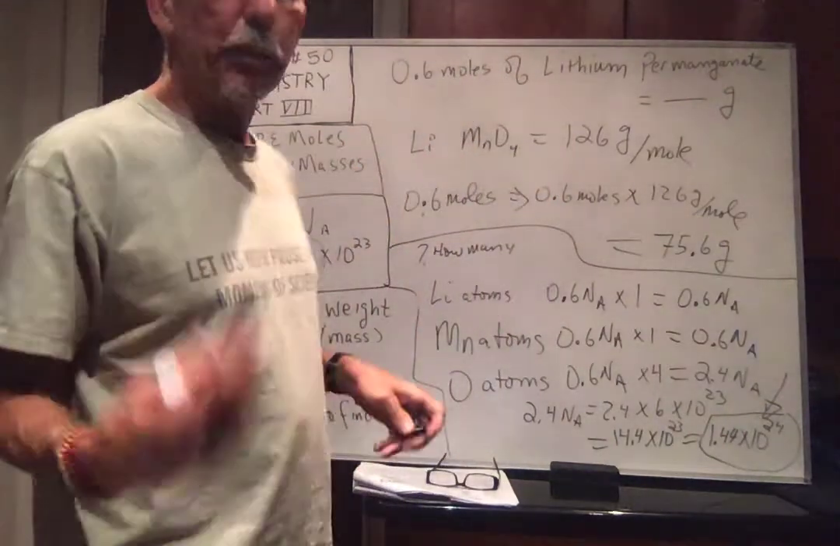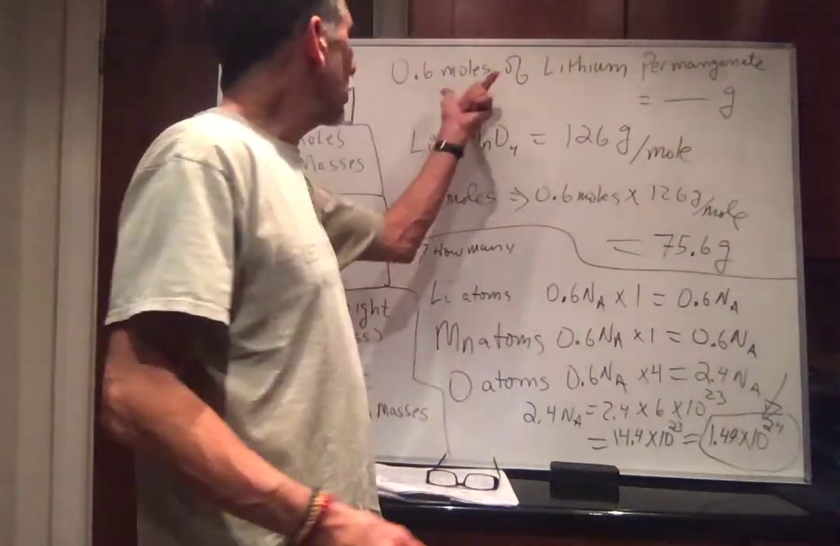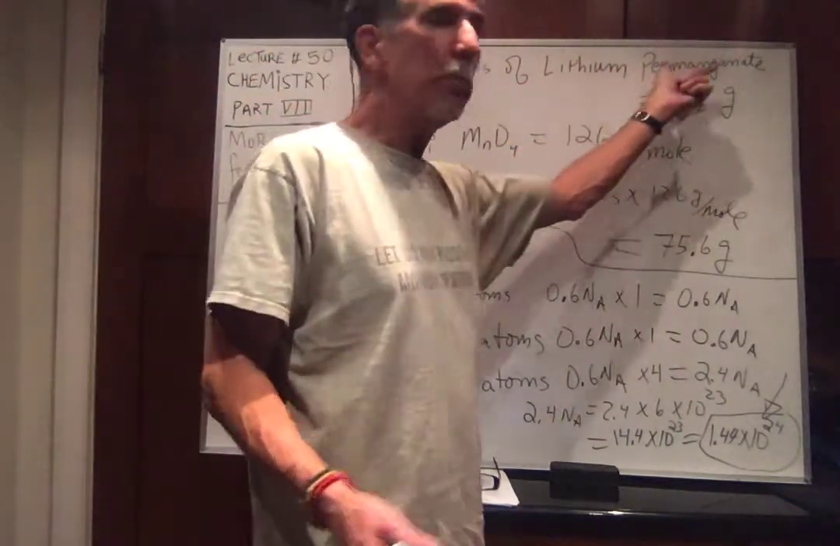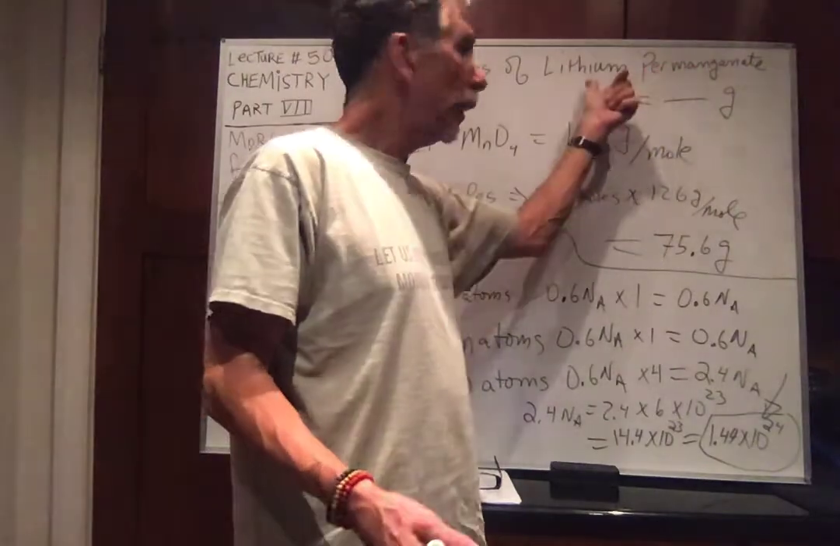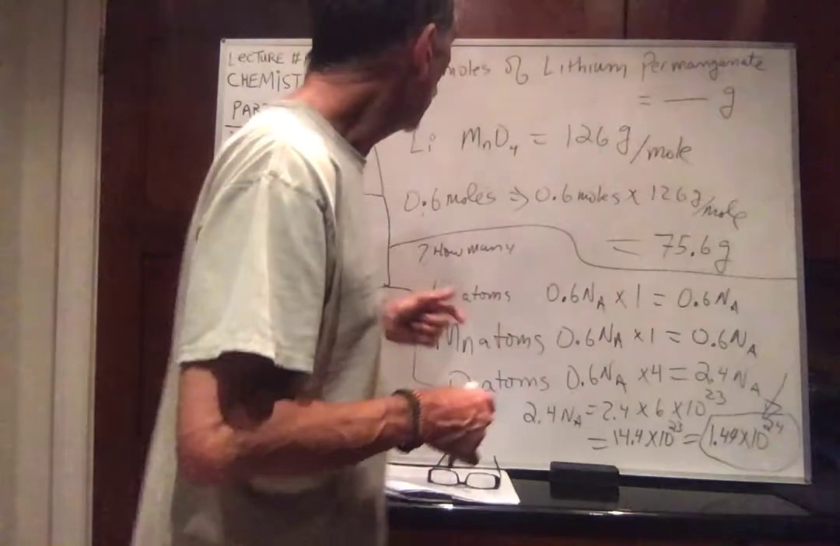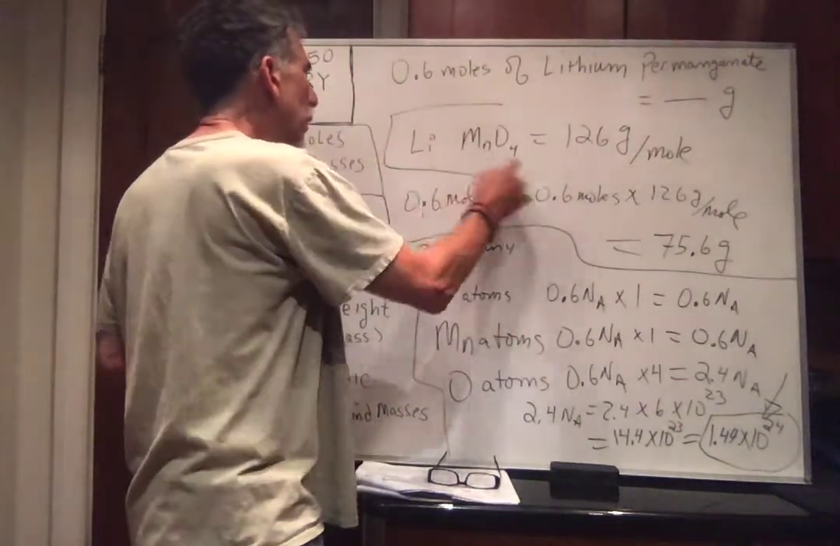Okay, so there's a couple things happening here. Number one is you have to know how to write the formula for lithium permanganate. Right? Lithium group 1A, permanganate is one of the polyatomics. So we found the formula to be this.